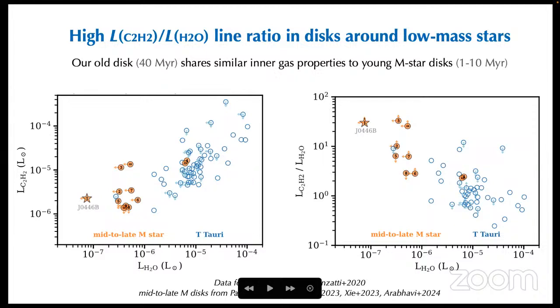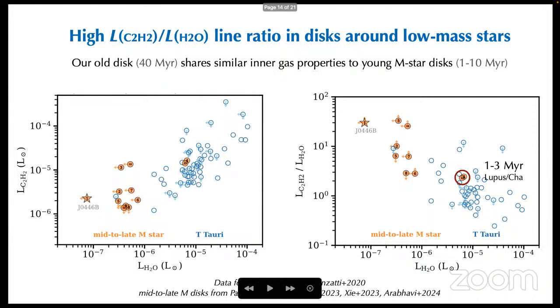So a disk around a more massive star will be warmer, which can lead to brighter line emission. And then on the right-hand side, I update the y-axis to reflect the line ratio of the two. You can see that for M-star disks, even though with much fainter line emission, we have much higher line ratio. This is pointing to a more enhanced carbon chemistry in those M-star disks.